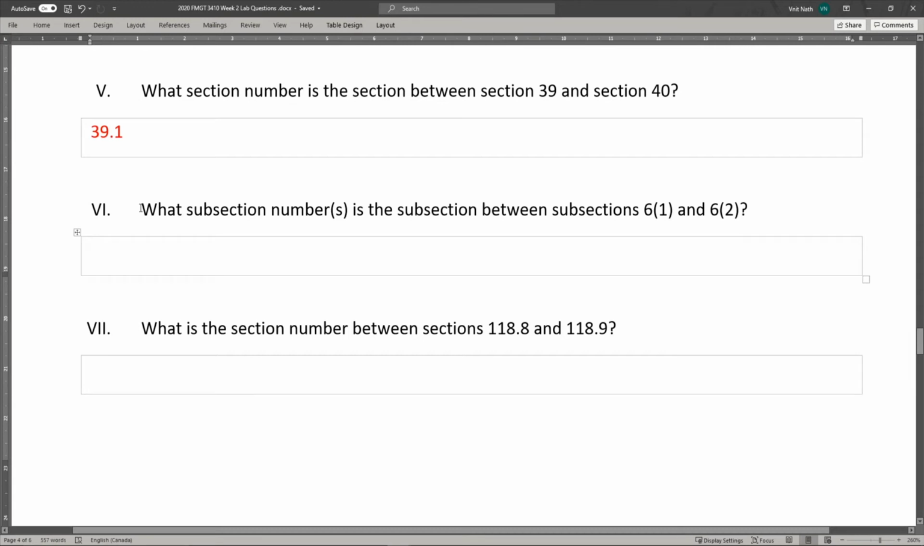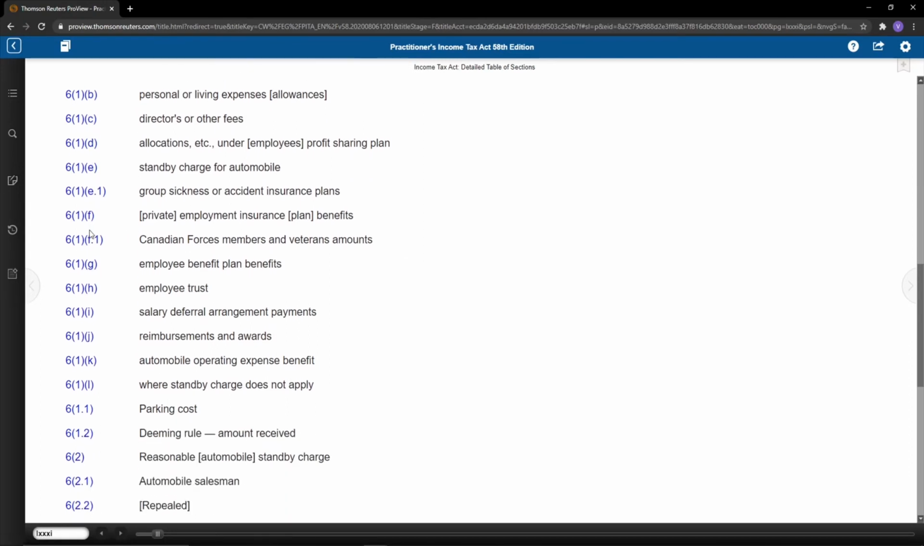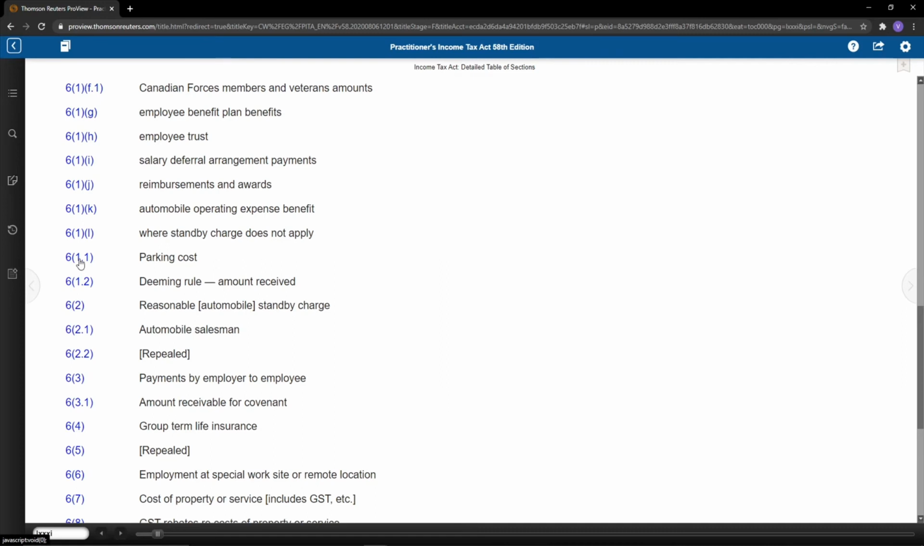Question 4, Part 6. What subsection numbers is or are the subsection between subsections 6.1 and 6.2? Whereas the previous question asked us just for the section, this question is asking us for the subsection. Let's take a look. Go back to the detailed table of sections and flip to the beginning. Here's 6 subsection 1. And that continues for a while, and then we see subsection 1.1 and 1.2, and then subsection 2.